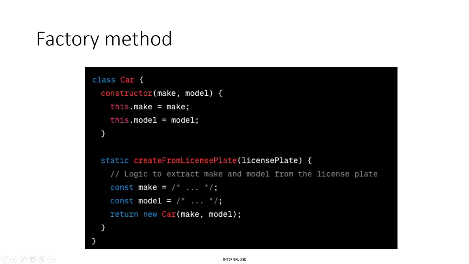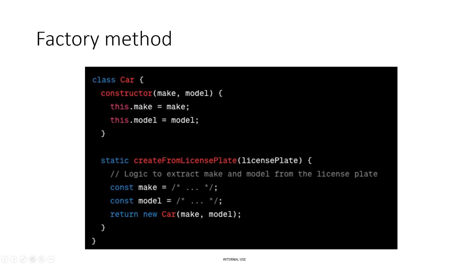And one of them is here. Here we have a factory method where we create a car from a license plate. So we have the static method defined here. It's going to take in a license plate, and it's going to return a new car based on some complex logic of extracting the make and model from the license plate.